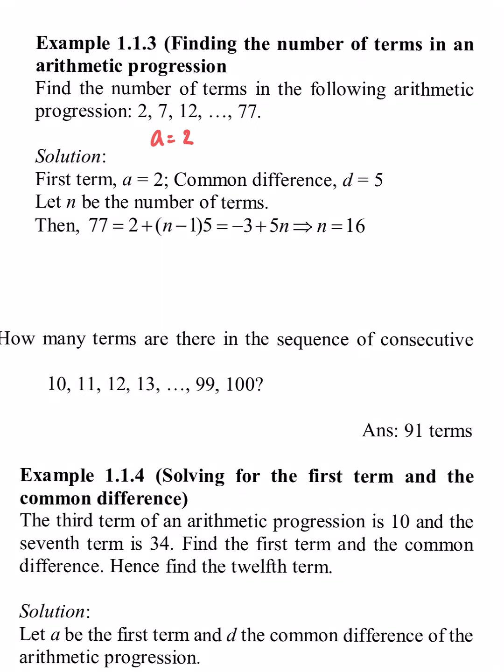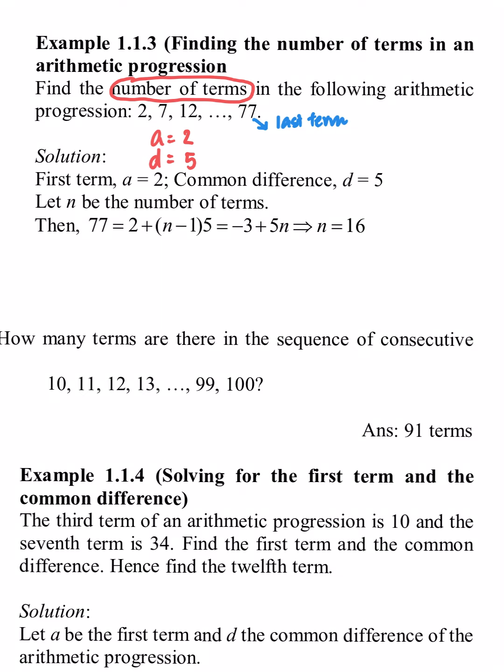Then we notice what the common difference is. From here, the common difference is also obvious: d is equal to 5. The question requires us to find the number of terms. We can obtain the number of terms by looking at just the last term, because we know that 77 is the last term of this AP.